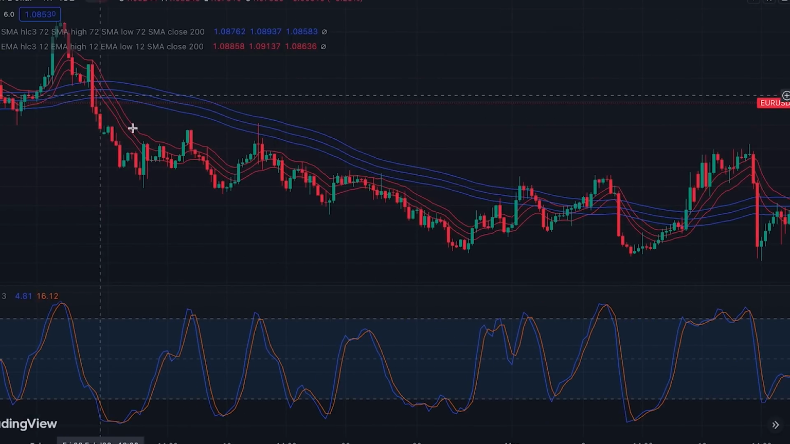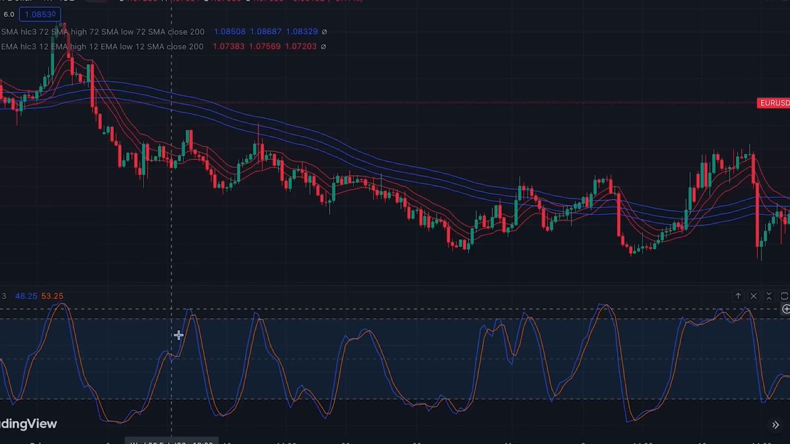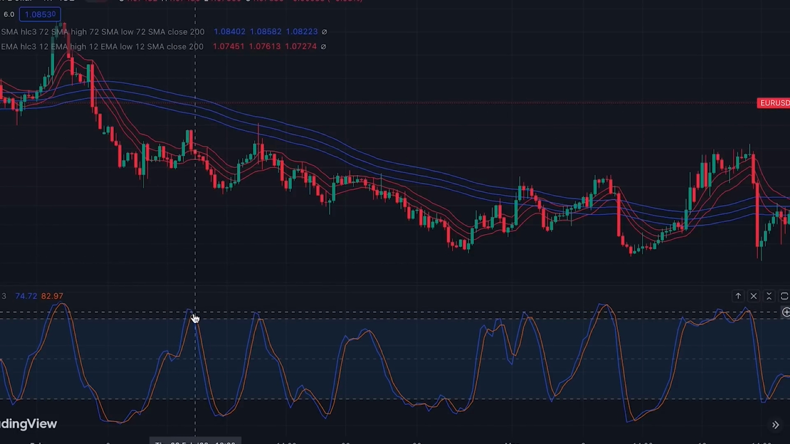As I said, when the red channel is completely below the blue channel, we look for short position opportunities. In this situation, we wait for the stochastic to go above 80, and when the K% line, the blue line, crosses below the D% line, the orange line, it's a sell signal.